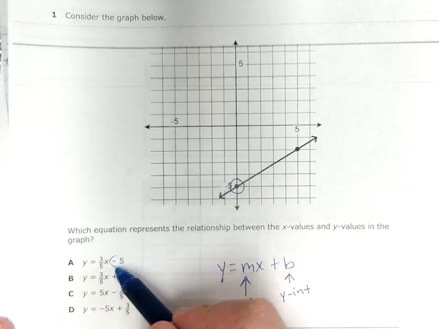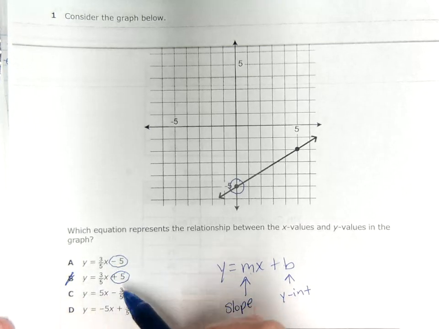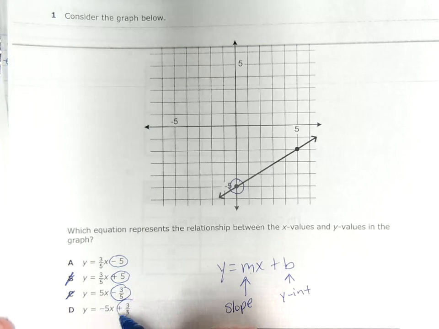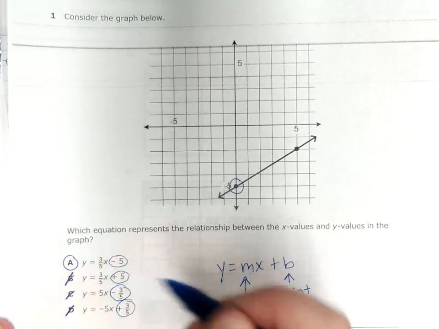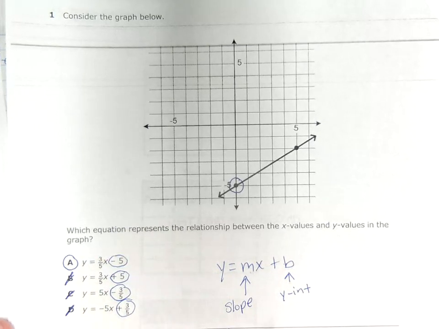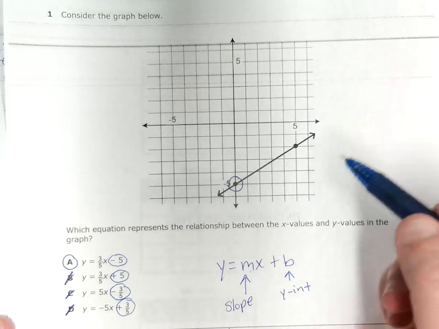See, that's a -5, so that's correct. That's a +5, so that's not correct. That's a -3/5, so it's not that one, and that's a +3/5, so it's not that one. So that one was easy. By just finding the y-intercept, we could figure out what it was. Okay. And to find the slope, let's find the slope just in case.